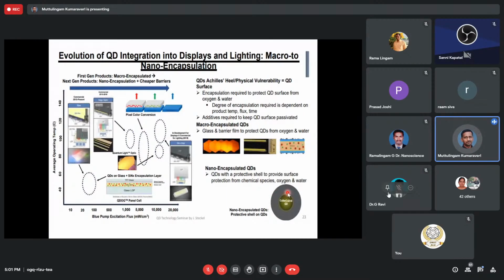Why do we need to protect the quantum dots? They die easily from oxygen and water. We need to protect them from oxygen and water so that the quantum dots stay alive. Otherwise, they won't last a long time, and the purpose can't be achieved. When oxygen, water, or moisture affect the quantum dots, they won't work as we need.